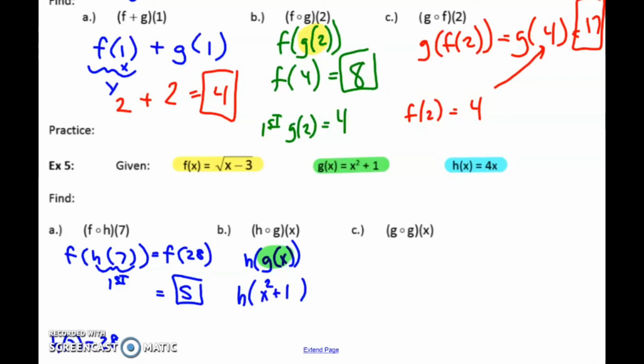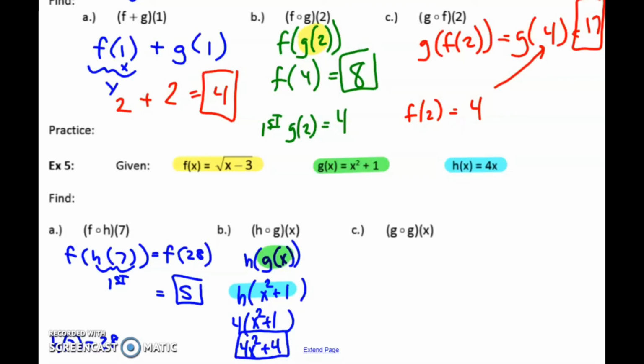Now here's where it gets confusing. It's the second step, I think. What does the h function do? Well, the h function is my blue function. So this is the blue function, says 4 times the input. So my rule here is going to be 4 times the input. Well, the input's just whatever's in the parentheses, so that's just going to be x squared plus 1. So when I multiply that stuff out, you can distribute here, you get 4x squared plus 4, and that is as much as you can do for that one.